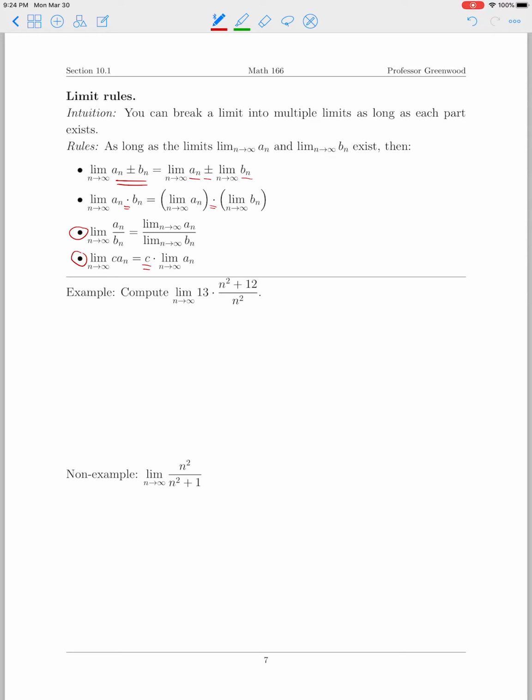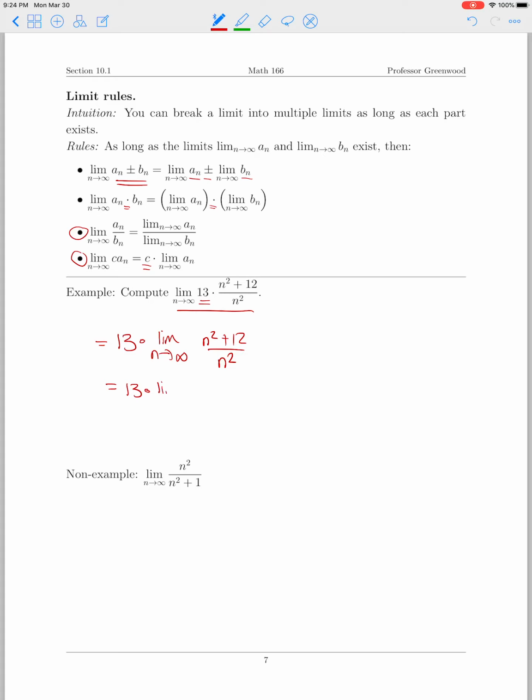All right, so let's quickly look at two examples. One is an example and one is a non-example of how these rules work. For this first problem, when we're taking the limit of 13 times some expression, first of all, we can see that 13 is a constant in terms of n. And so by the very last bullet point, we can rewrite this as 13 times the limit as n goes to infinity of the stuff that's inside. At this point, you already know that the leading terms are what's going to dominate, and so you can probably tell that that limit is going to be 1, but I want to get some practice using these limit rules, so I'm going to rewrite it so that we can see what the rules would tell you.